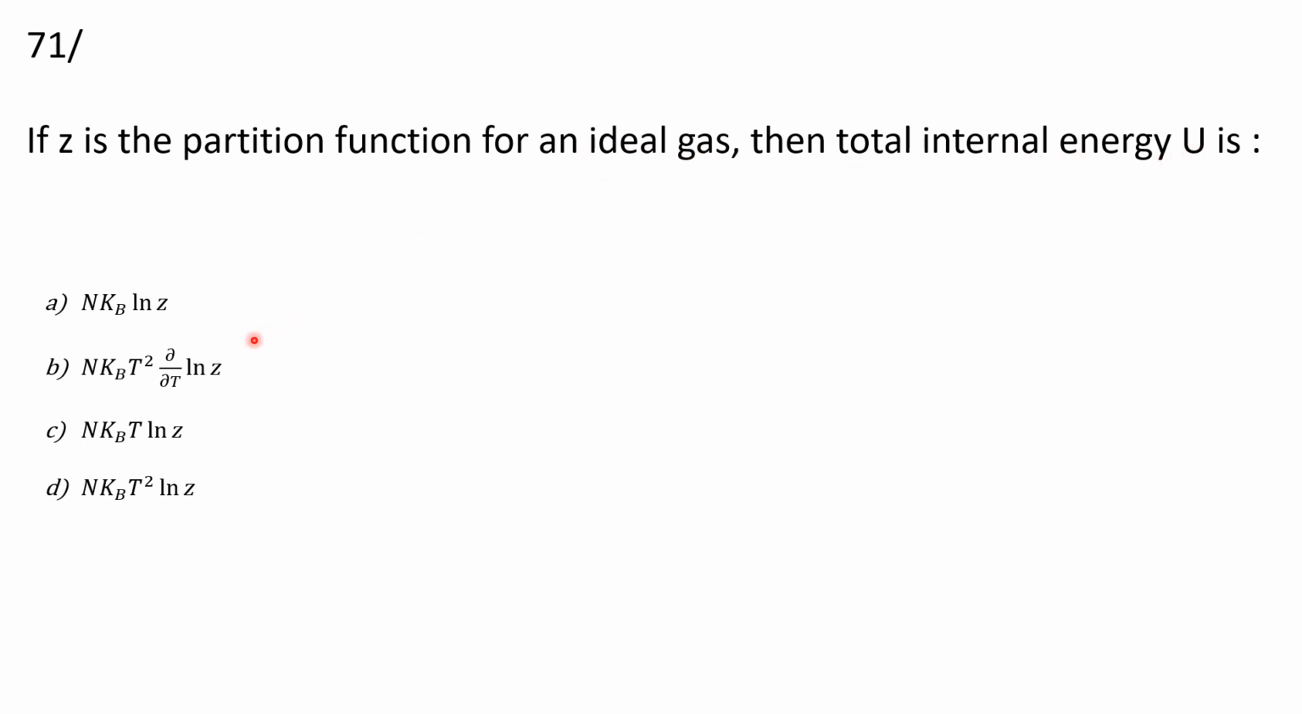And here the options are n kB ln Z, n kB T square del by del T ln Z, n kB T ln Z, and n kB T square ln Z. So let's see what will be its solution.